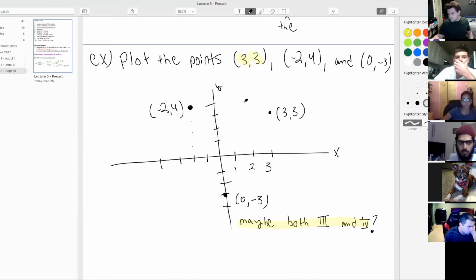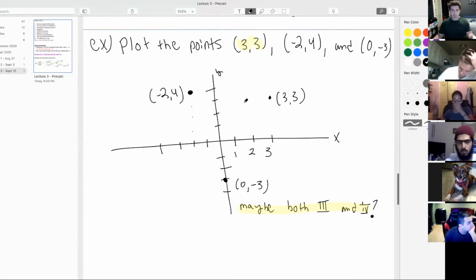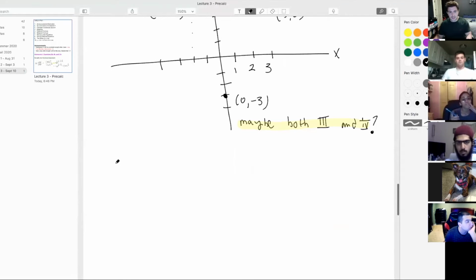Okay, so that's plotting points. So now let's just do a quick graphing. So let's look at graphing equations.